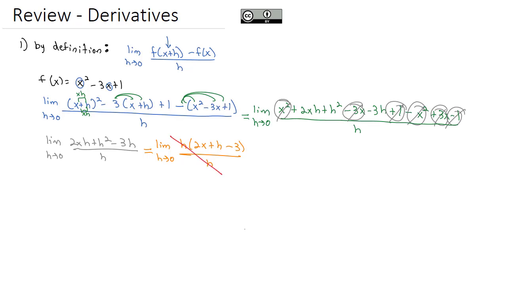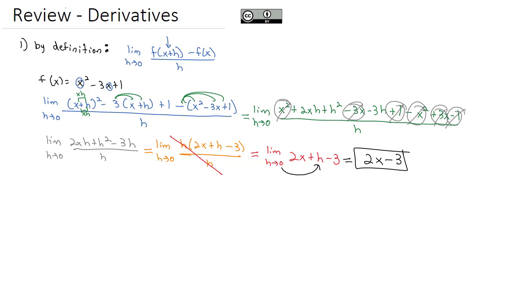The h is reducing out, removing that discontinuity. So all we're left with is the limit as h goes to 0 of 2x plus h minus 3. So we can now plug that 0 in for the h. Adding 0 doesn't really change it, and so we get our final answer of 2x minus 3. And we can check that looking at the original problem using our shortcut rules. We would have expected the answer to be 2x minus 3. So I'm feeling pretty good about that.